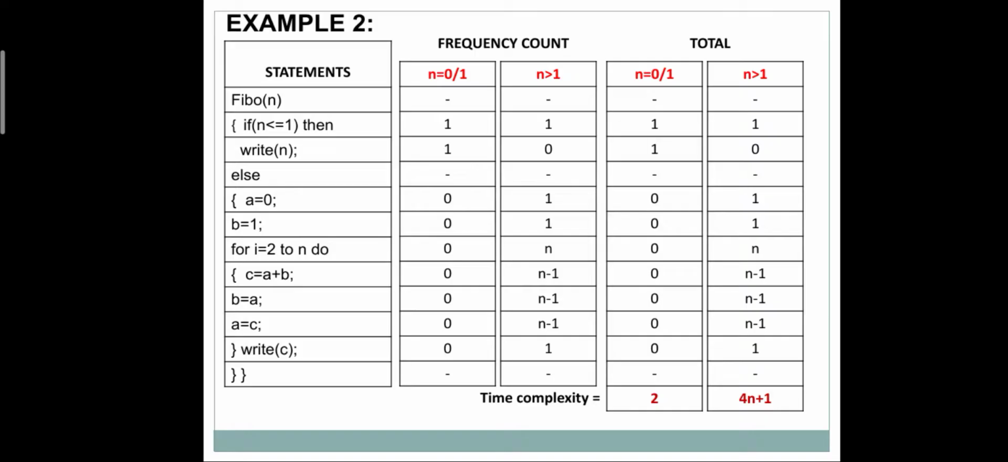The statements C is equal to A plus B, B equal to A and A equal to C each execute n minus 1 times, that is for true conditions, until the statement write C gets executed for one false condition. So its frequency count is 1. By summing up all the above frequency counts, we get 4n plus 1 as the time complexity.